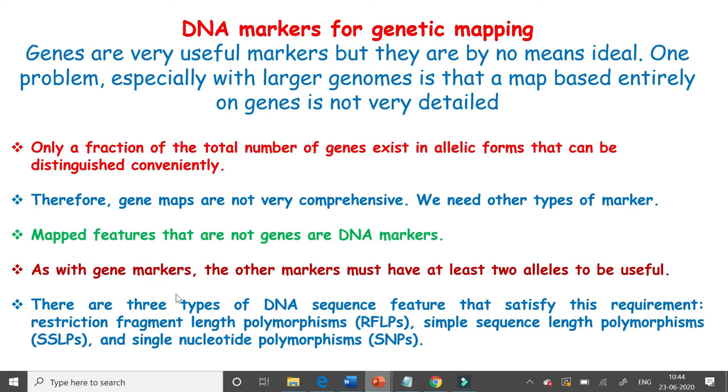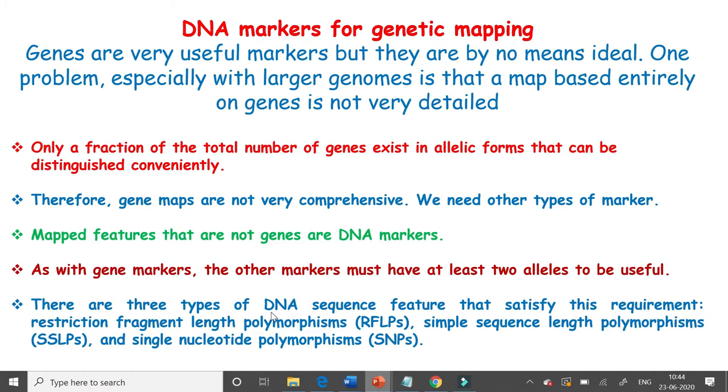So these were the limitations which we have already discussed: only a fraction of the total number of genes exist in allelic form, and gene maps are not very comprehensive. We need other types of markers. As we discussed, mutation is a random process, and every two human beings will have random mutations which can be easily analyzed. So genetic maps could be based upon DNA markers.